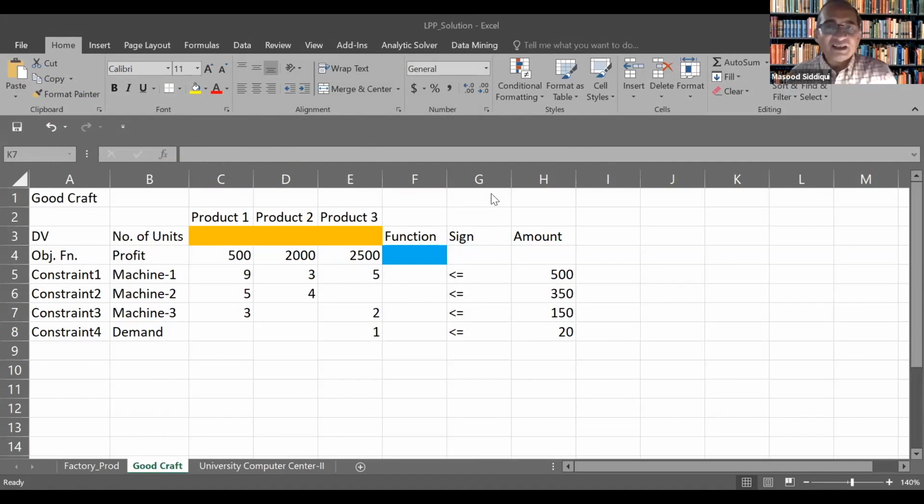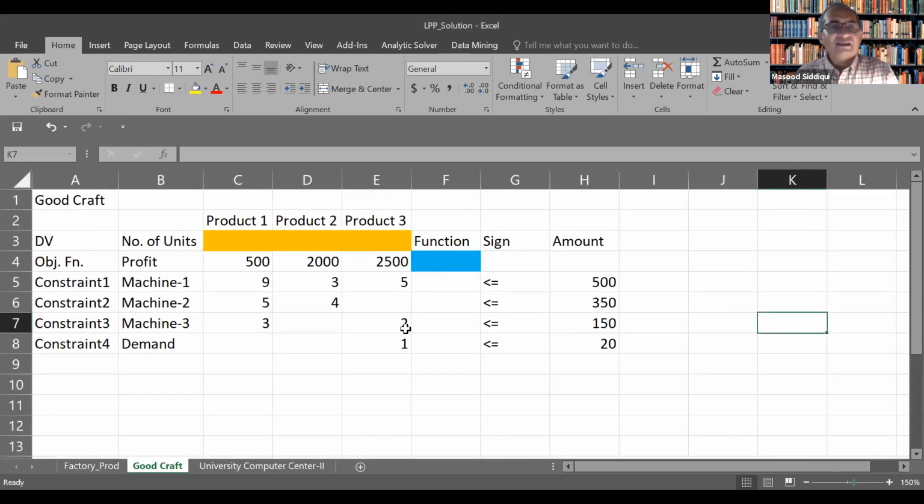So this is our Excel sheet, right? Just to save time, it has been prepared. So this is a good craft example, and let me enlarge it. Right. And we have three products: product 1, product 2, and product 3. So this is the position for the decision variable.